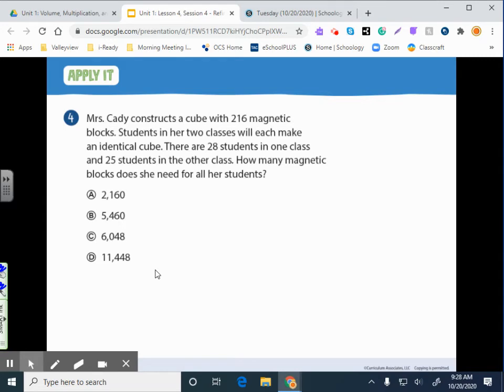Number 4. All right. Mrs. Katie constructs a cube with 216 magnetic blocks. Pictured there at the right. Students in her class, 2 classes will each make an identical cube. There's 28 students in one class and 25 students in the other. How many magnetic blocks does she need to help all her students? Well, let's split this into 2 steps. Step B1, step B2.